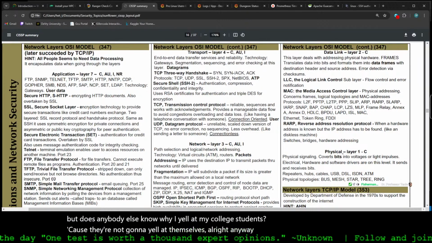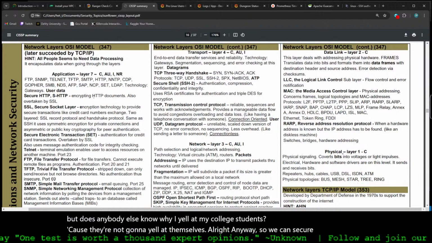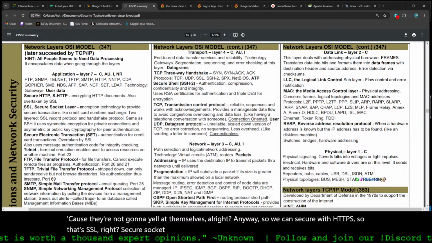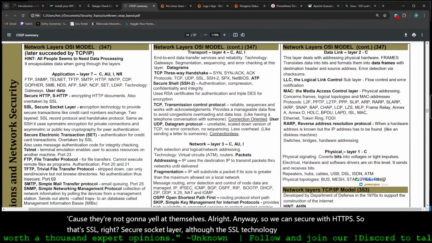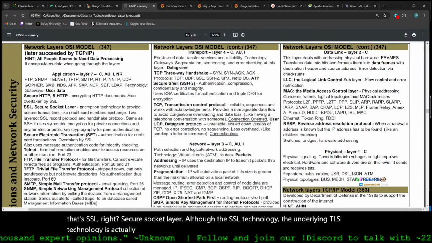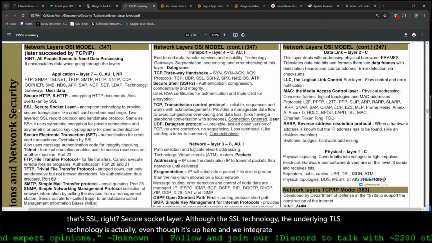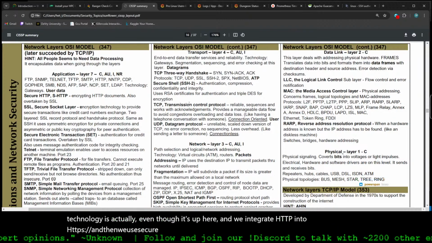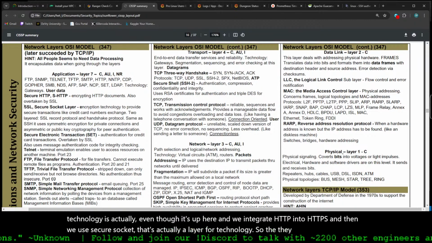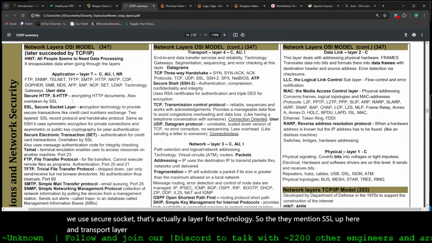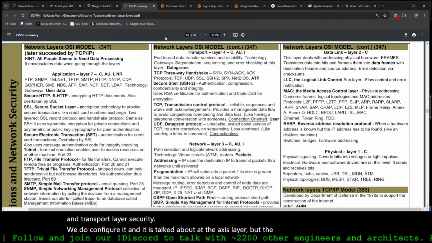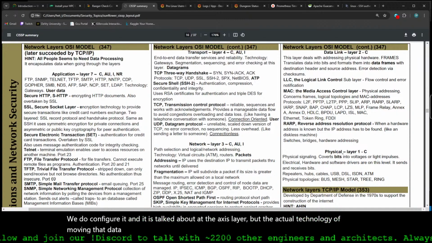All right. Anyway, so we can secure with HTTPS. So that's SSL, right? Secure Socket Layer. Although the SSL technology, the underlying TLS technology, even though it's up here and we integrate HTTP into HTTPS and then we use Secure Socket, that's actually a layer 4 technology. So they mention SSL up here and transport layer security. We do configure it, and it is talked about at the access layer, but the actual technology of moving that data securely actually happens down here at layer 4.